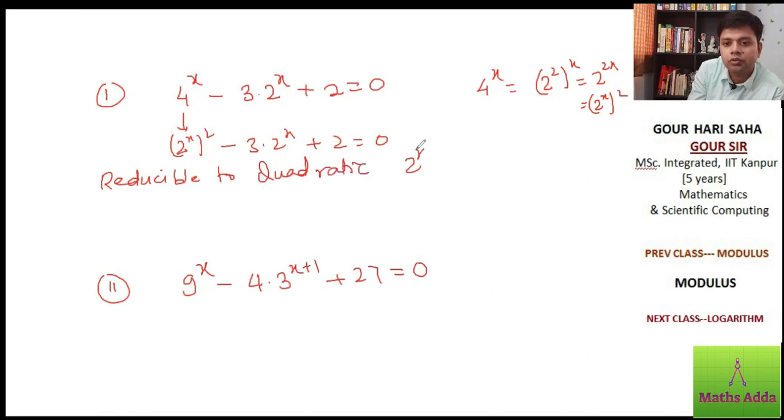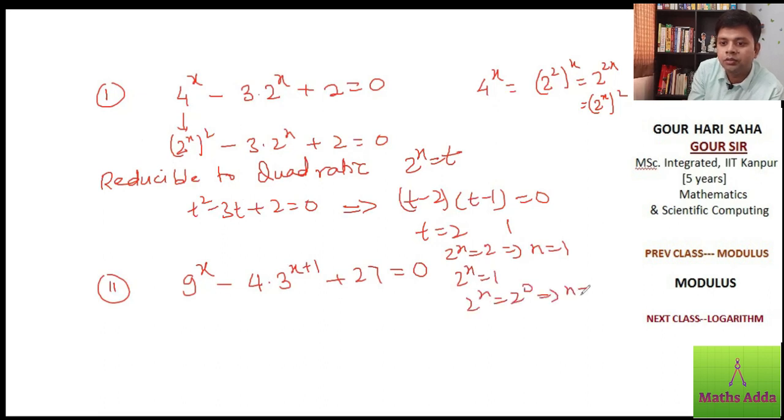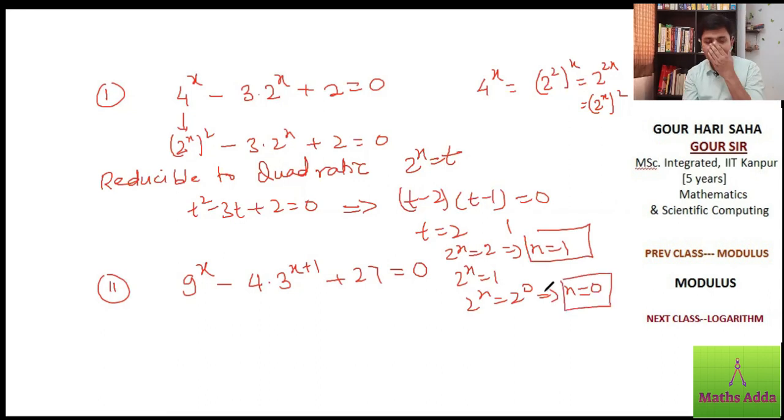How do you do that? Take 2 to the power x equal to t. The first equation will become t square minus 3t plus 2 equal to 0. From here it is t minus 2 into t minus 1 equal to 0. t value is 2 or 1. t is what? 2 to the power x. So 2 to the power x is equal to 2, implies x is equal to 1. Then 2 to the power x equal to 1, that is 2 to the power x equal to 2 to the power 0, implies x is equal to 0. So two answers: 1 and 0.